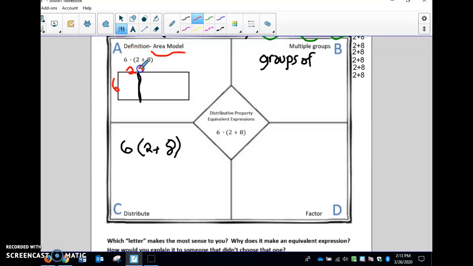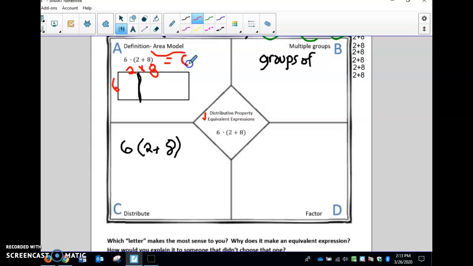Now some of you might say, well, I can just do 2 plus 8 is 10, and then 6 times 10, sorry, I said 10, I meant to write 8, 6 times 10, which would just give me 60. And yes, that is true. However, when I'm thinking of the distributive property, I want to think about these as equivalent expressions. So yes, I could write this and say this is equal to 60.